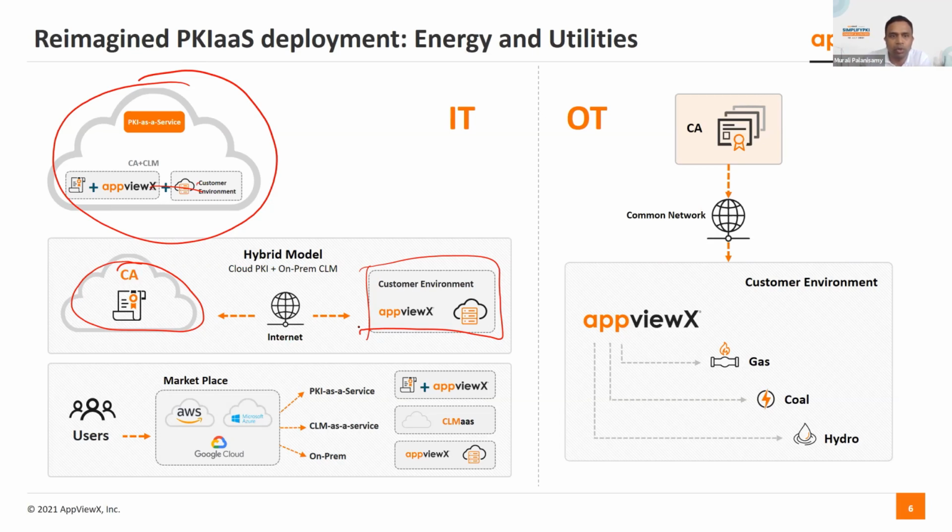The third approach would be AppViewX running on the marketplace, right? Where AppViewX can be in any of your clouds, or as a service from the marketplace on any of those clouds. And you communicate with the CA that also is in the cloud, or it could be from a third party, and offer that.